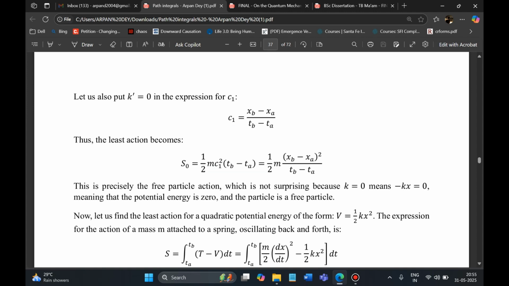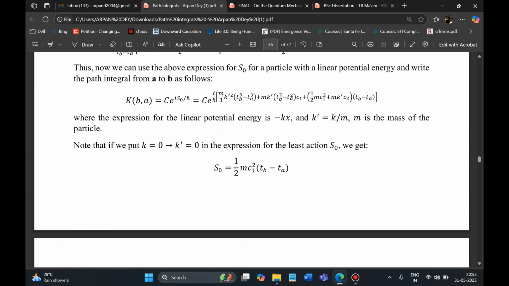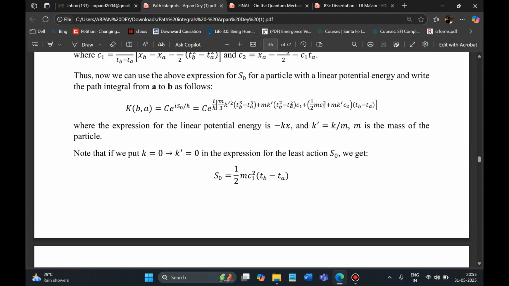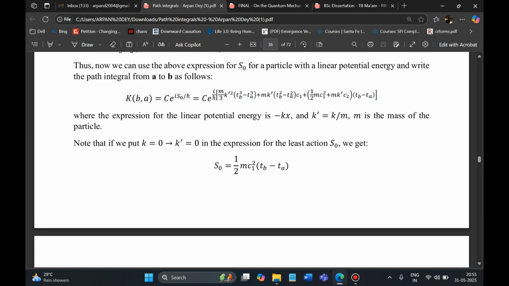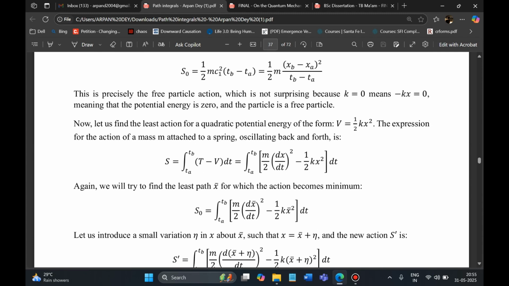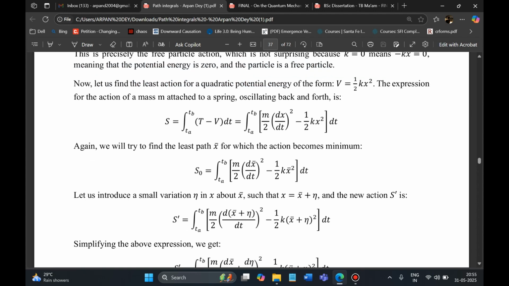If you watch the previous video and try to tally it with your knowledge of the free particle propagator and free particle action, in free particle action there is no potential energy, right? And the potential energy in our case was assumed to be minus kx, a linear potential. But putting k equal to 0 or k prime equal to 0 means there is no potential. That means essentially we're talking about a free particle. So the expression we derived is right, because under the assumption that k is 0 and the potential energy is 0, we get back the expected expression for the free particle action, which is a good thing.